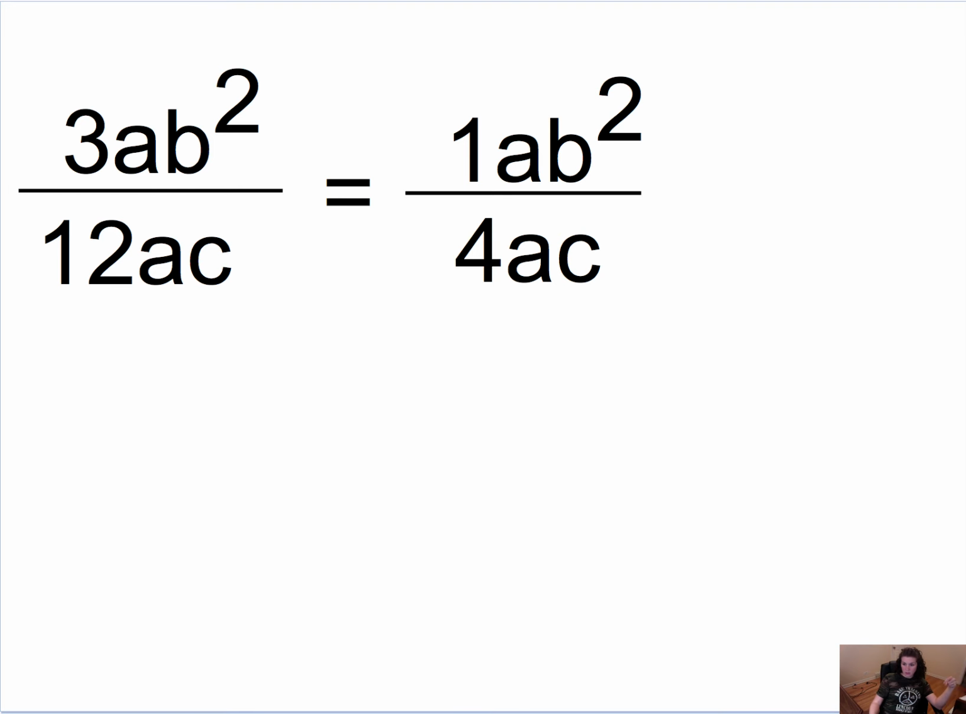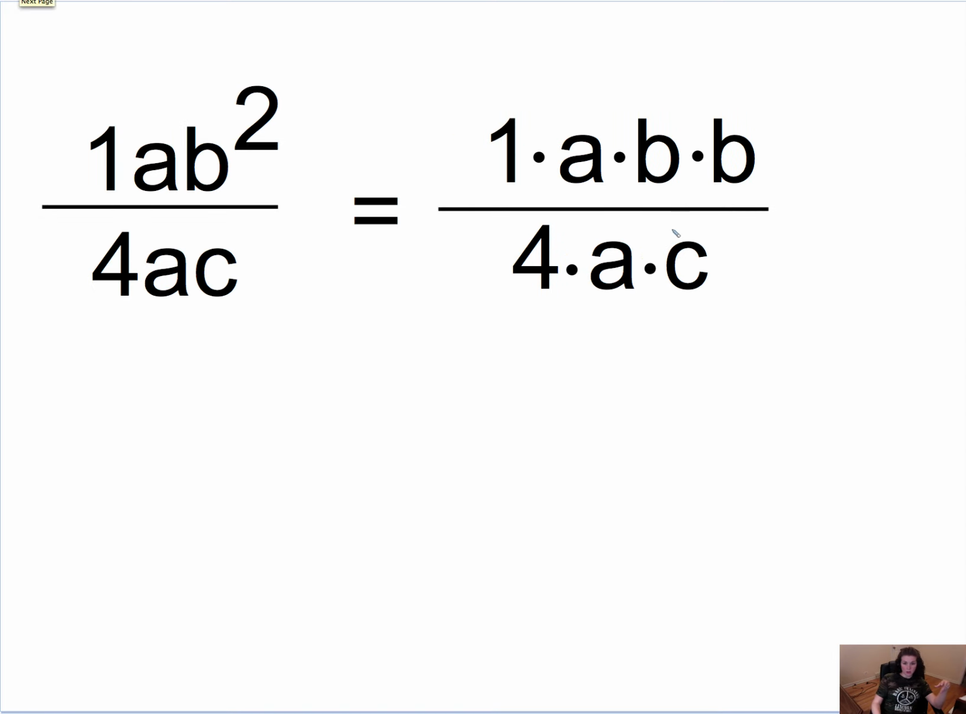Now let's take a look at the variables. So I'm going to list this out again like I did last time. So remember, a is just a, b squared would be b times b, and then in the denominator we just have a times c, which is what I listed right here. So whenever we have the same thing in the numerator and the denominator, they will cancel. So I can see that I have an a in the numerator and an a in the denominator, so those will both cancel out. No more a's to cancel.